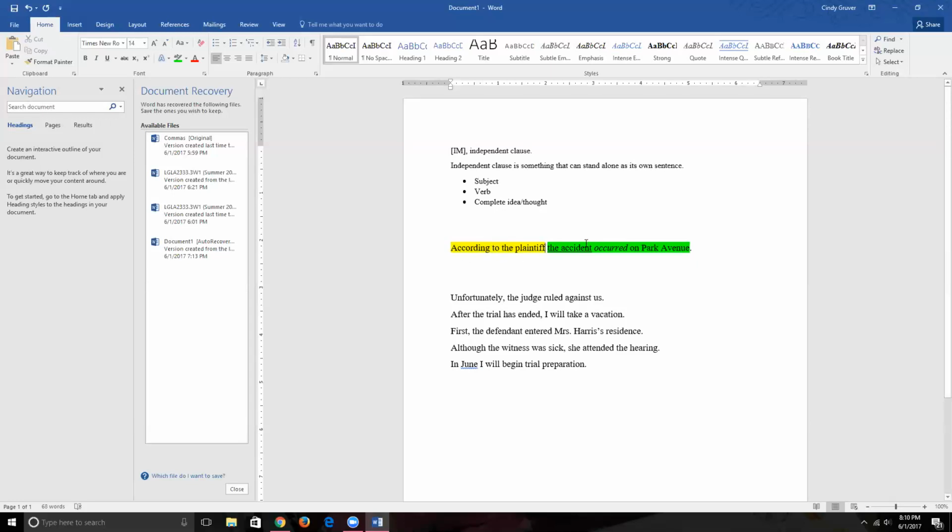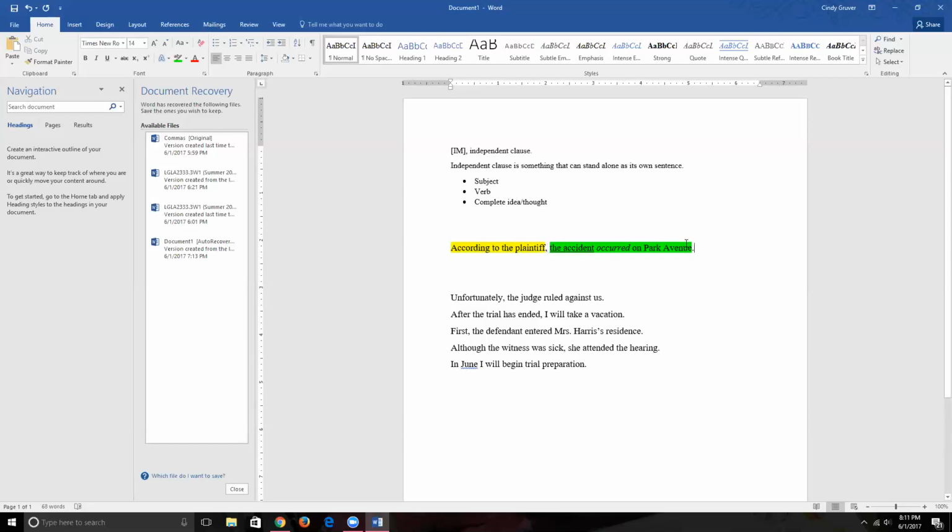According to the plaintiff, the accident, we don't know where to pause, but when we have the comma, according to the plaintiff, the accident occurred on Park Avenue. If we don't have the comma, and I'm reading this for the first time, according to the plaintiff, the accident, okay, that's where the break is. So the comma is signaling that this is a complete unit. And now we're moving from this introductory material to the main clause.